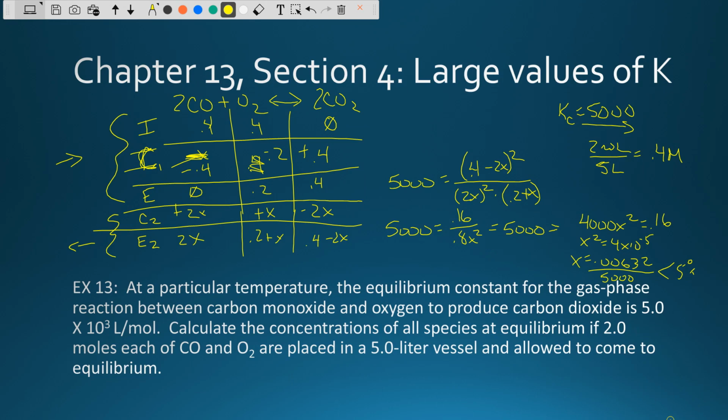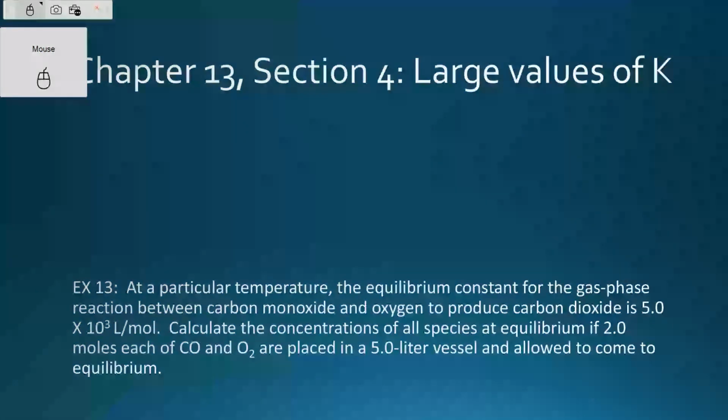I can disregard it, and so my carbon dioxide is just 2x. So what did that end up being? X was 0.00632, and so that's 2x, so I get 0.0126. This is 0.2 plus x, so that's 0.206. And this is 0.4 minus 2x, that's 0.387. Okay, since I could disregard the x's in my change, then I can go ahead and do that step.